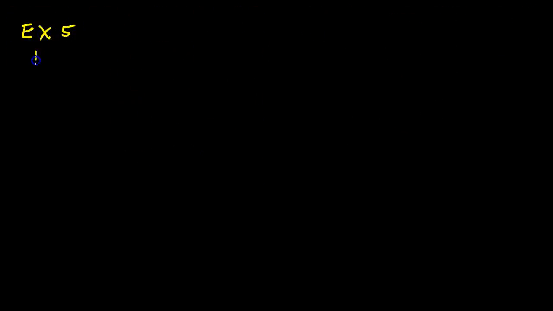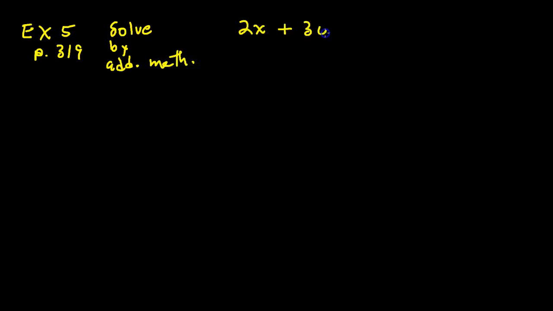Example 5, this is on page 319 right at the top. And again, they give us another system. Solve by addition method. I'll abbreviate it this way. And here's the system. 2x plus 3y equals 6. And 5x minus 4y equals minus 8. All right. There's the system.